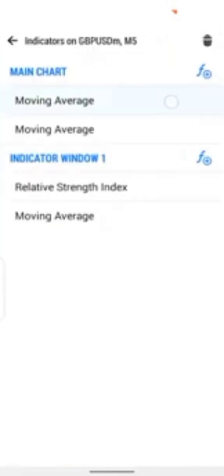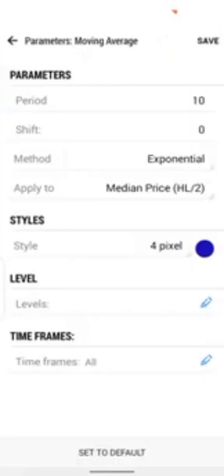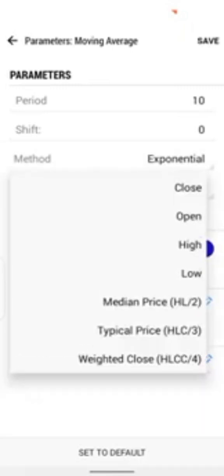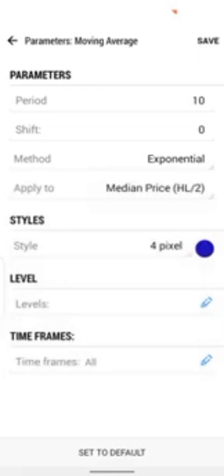For this moving average, you have to set the period to 10 and the shift to 0. Then the method should be exponential moving average, and the applied to has to be median price HL/2. Then the style should be 4 pixel, then the color has to be blue. Then you have to save it and leave it like that.